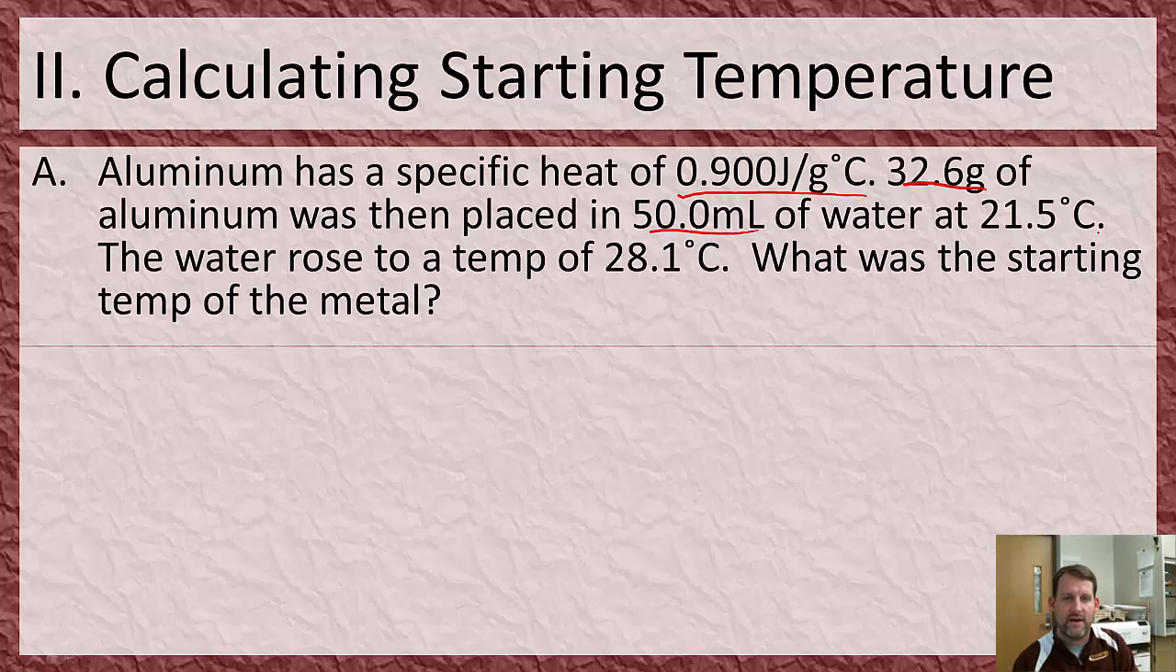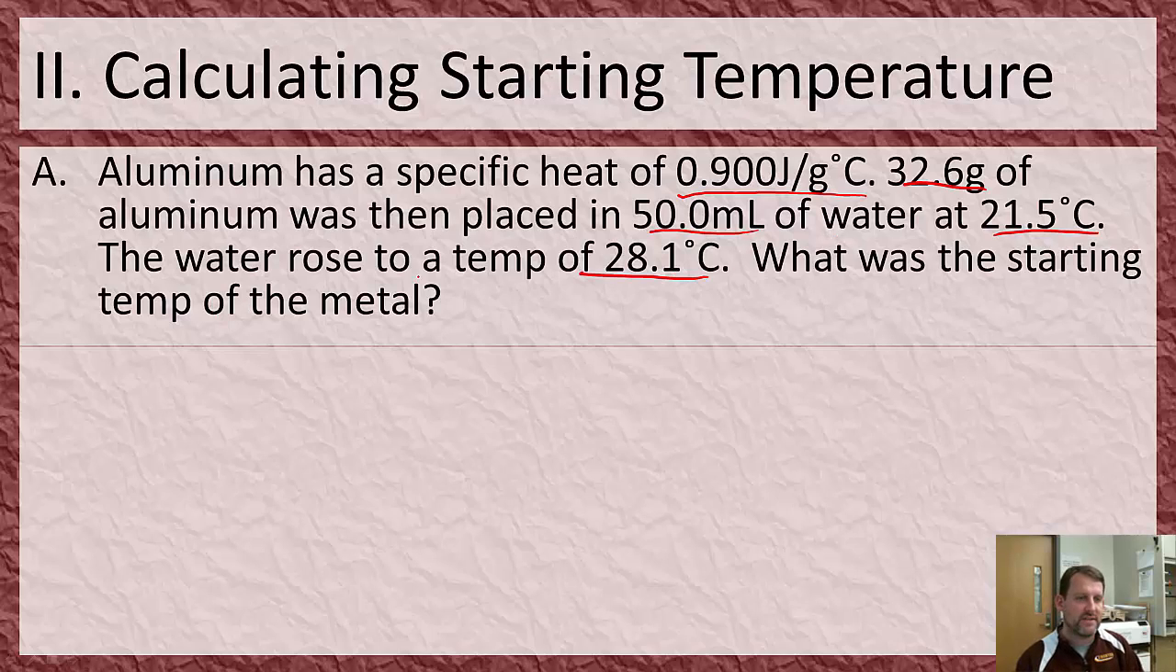We know the starting temperature of the water and the ending temperature of the water. We don't know the starting temperature of the aluminum. But just by looking at these numbers, I can see the water heated up. So that means the aluminum must have cooled down. So the aluminum is going to be some higher temperature here. So it's going to go from hot to cold because the water went from cool to warm.